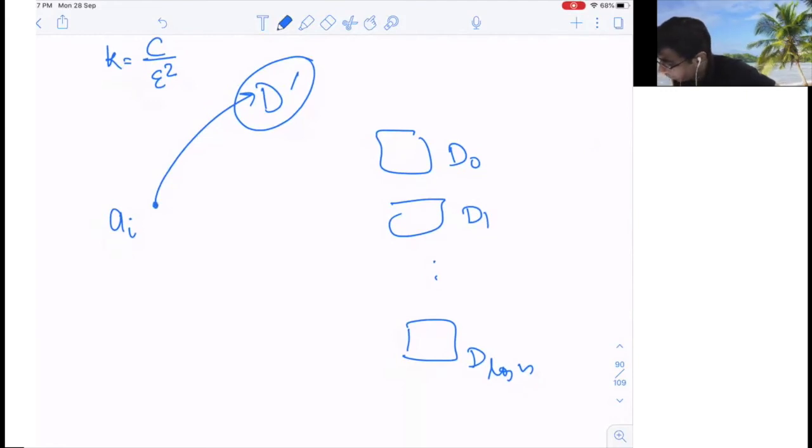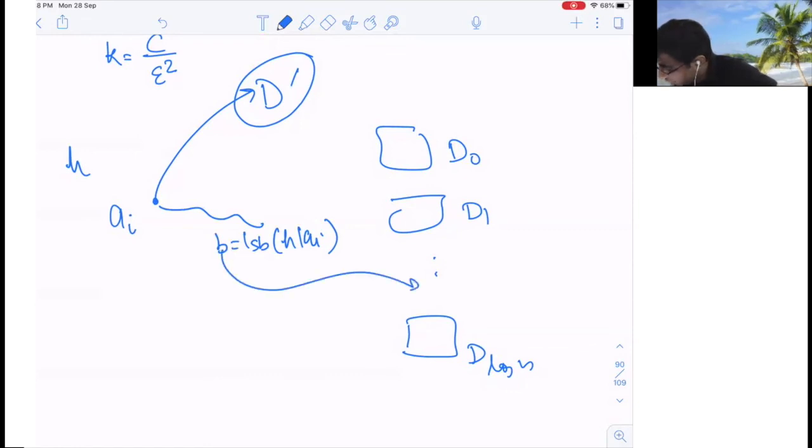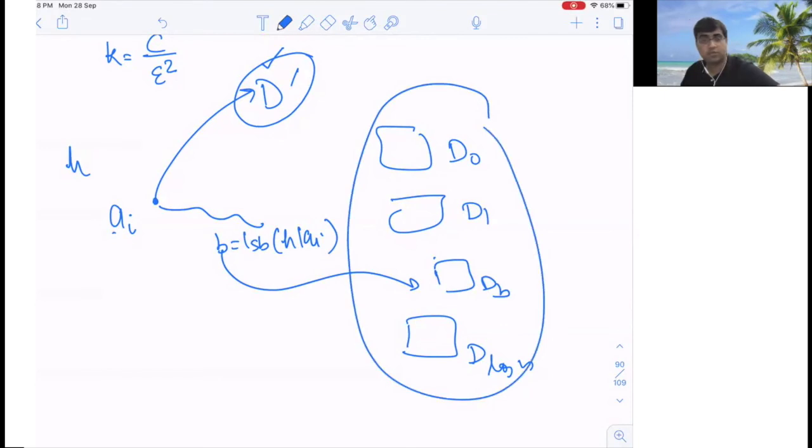Now what does this algorithm do? Given a_i, it computes the least significant bit of the hash function h of a_i, and suppose this is b, then it will map it to some D_b. So the same element will be fed to D prime as well as to the corresponding data structure. Okay, so this is what it will do.